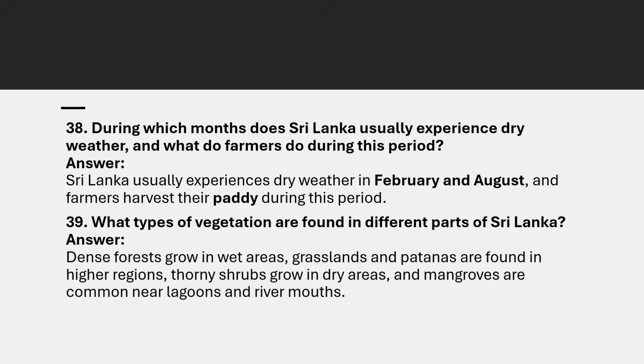What types of vegetation are found in different parts of Sri Lanka? Answer. Dense forests grow in wet areas, grasslands and patanas are formed in higher regions, thorny shrubs grow in dry areas, and mangroves are common near lagoons and river mouths.